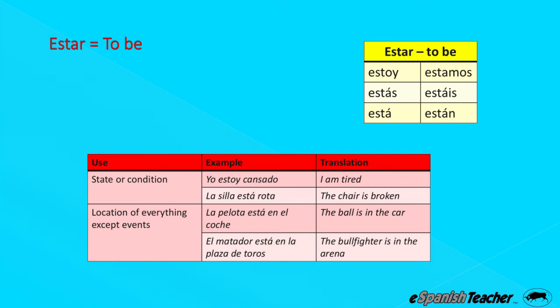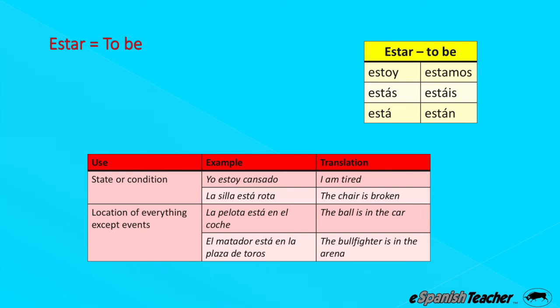La pelota está en el coche. Say that with me. La pelota está en el coche. The ball is in the car. Okay, está is the conjugated verb of estar in the present tense. Next, el matador está en la plaza de toros. El matador está en la plaza de toros. The bullfighter is in the arena.